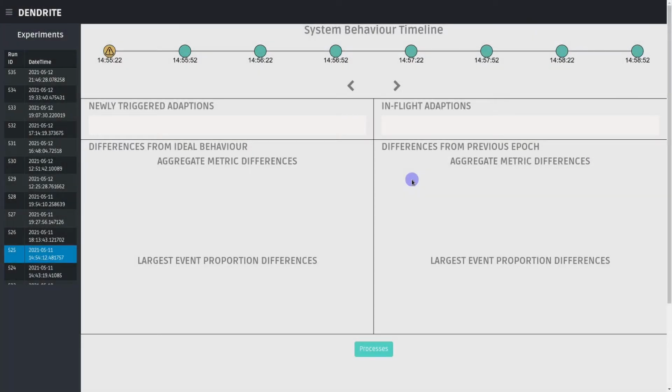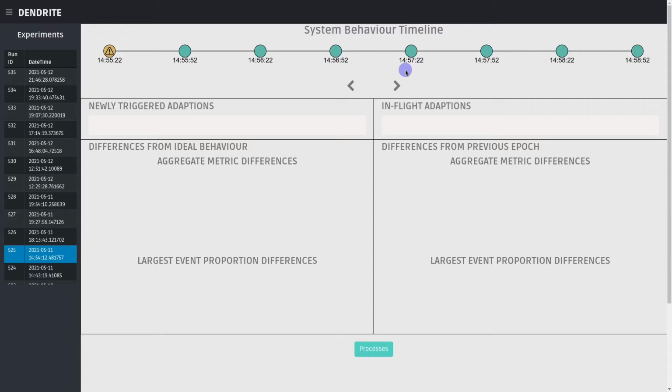In this demonstration, we show how Dendrite automatically remedies a load spike in PostgreSQL. This top panel shows system behavior over time. The first circle is gold, which indicates that the behavior in this interval differs from the administrator configured expected behavior, or that of the previous interval. This is because PostgreSQL has just started and is warming up. Afterward, system behavior returns to normal, as indicated by the teal circles.